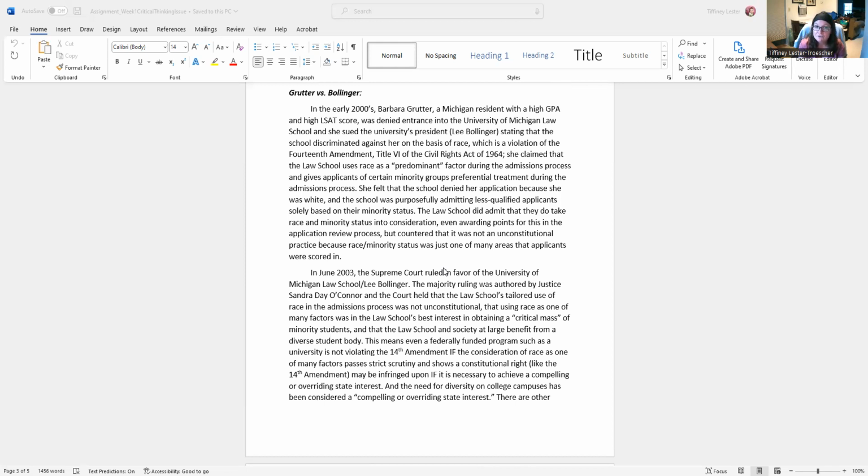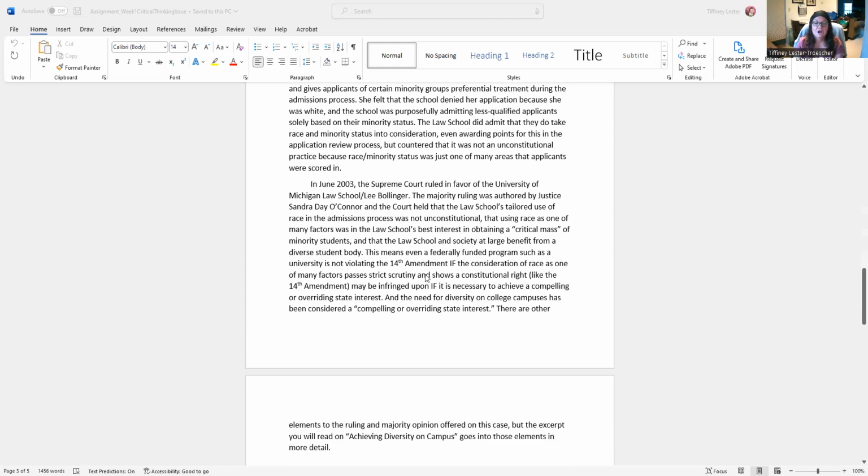This means even a federally funded program, such as a university, is not violating the 14th Amendment if the consideration of race is one of many factors, passes scrutiny, and shows a constitutional right may be infringed upon if it is necessary to achieve a compelling or overriding state interest. Since the need for diversity on college campuses has been considered a compelling or overriding state interest, it is permissible to be used and does not violate the Civil Rights Act.